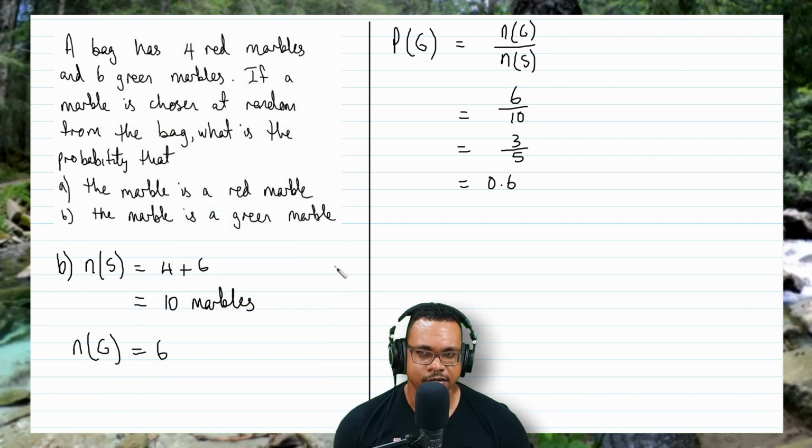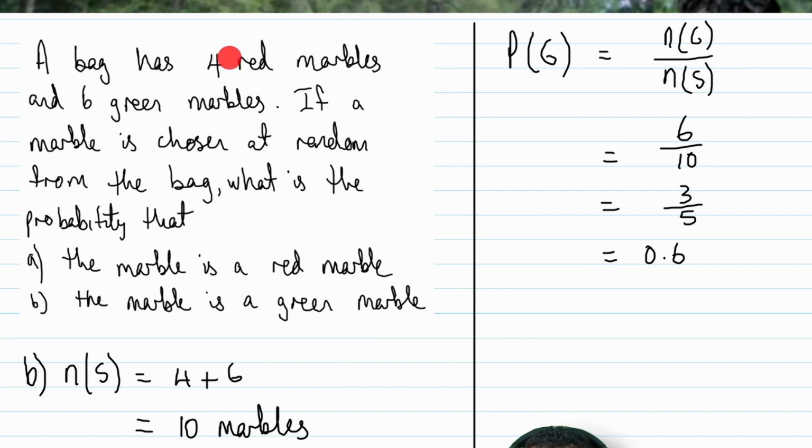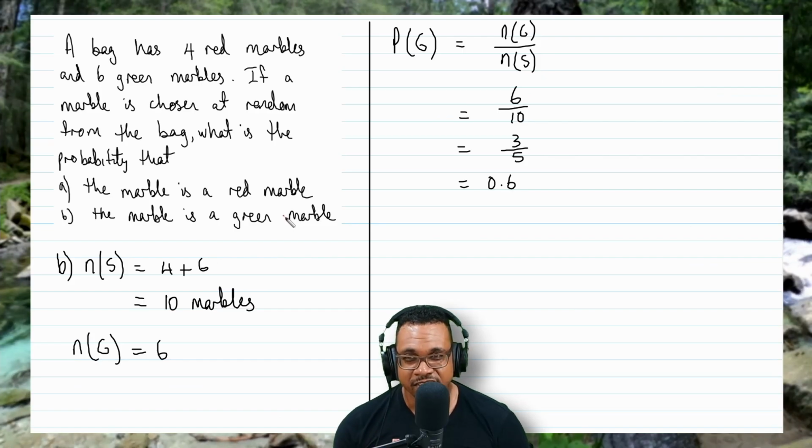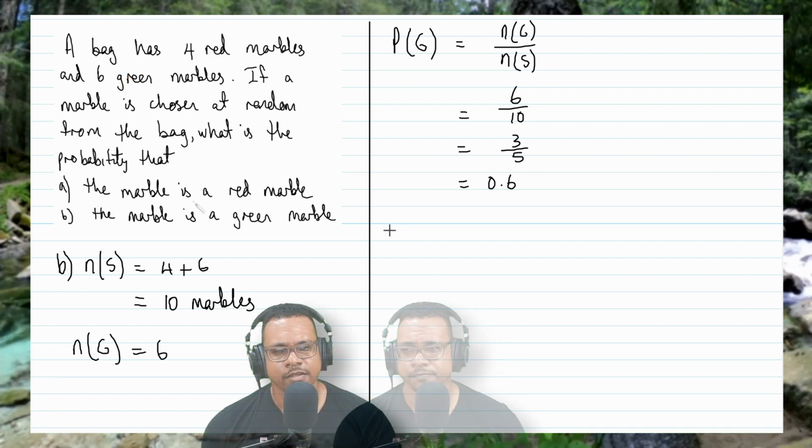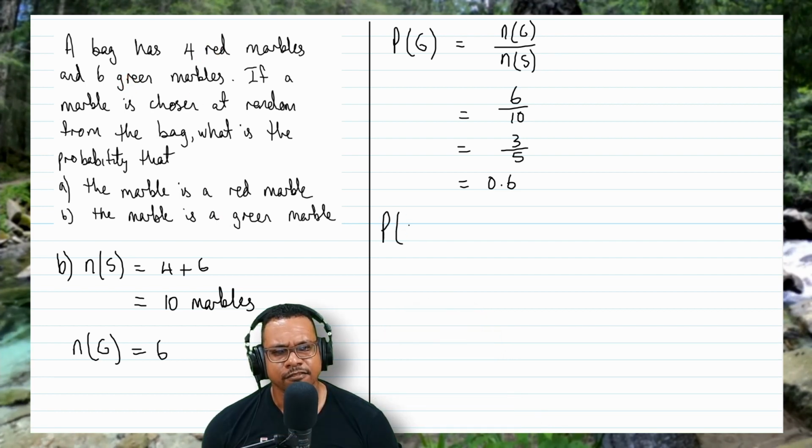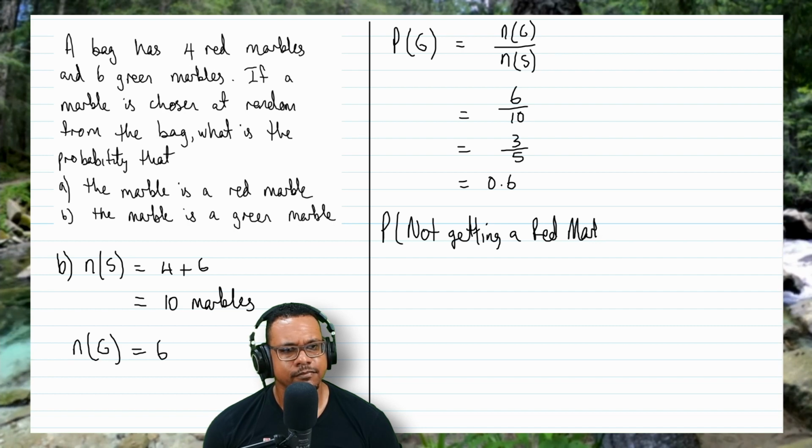Now let's look at something here. We only have two types of marbles in this bag, red marbles and green marbles. So the probability of not getting a red marble would be the probability of getting a green marble, because if you didn't pick a red marble, you'll be getting a green marble. So I'll put the probability of not getting a red marble is equal to 1 take away the probability of getting a red marble.